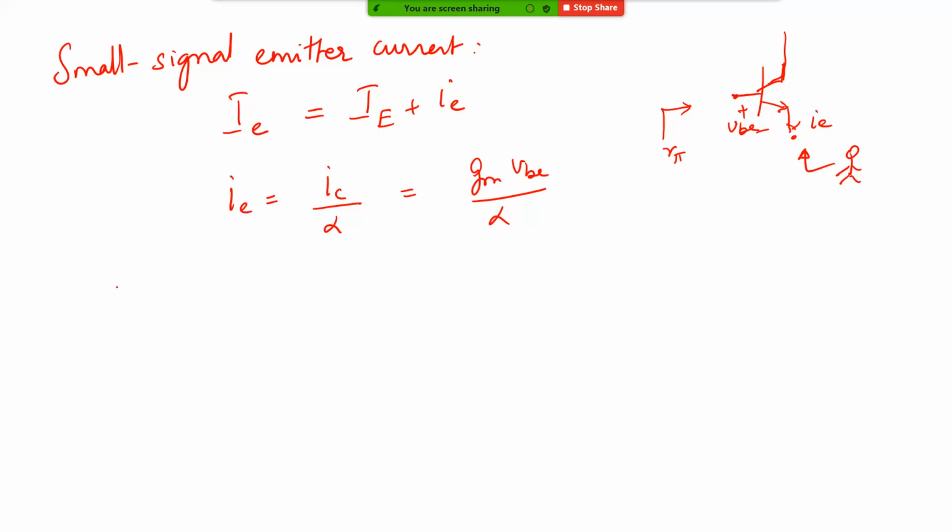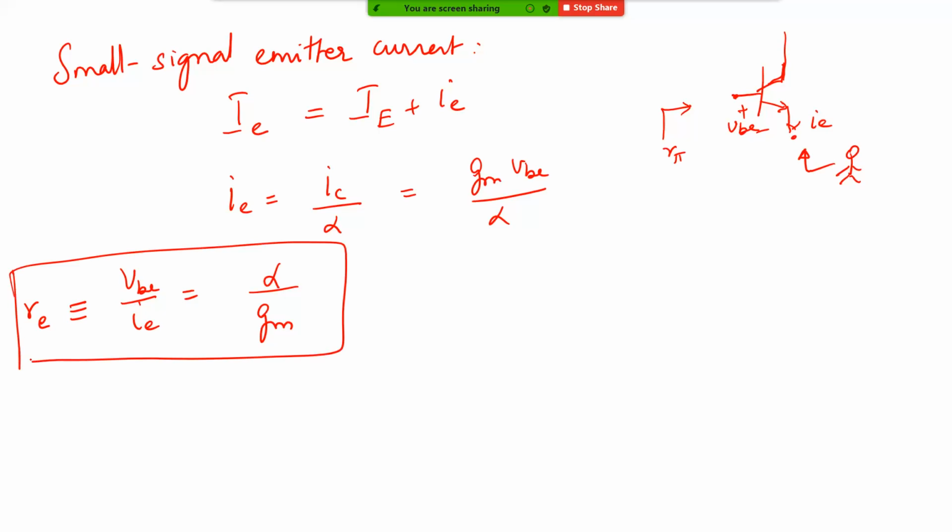So if you were to calculate VBE by IE, a notion of resistance or the impedance that is seen from the emitter side of a transistor, what will you get here? You will get alpha by GM. Now this is what is denoted as RE. RE is another small signal parameter, defined as the small signal emitter resistance that you see from the emitter.